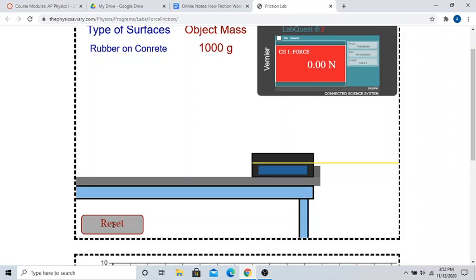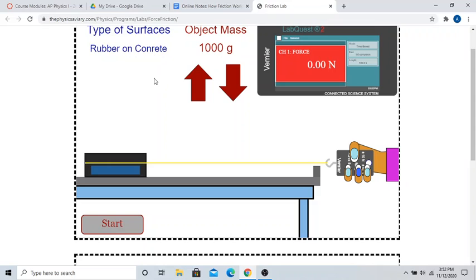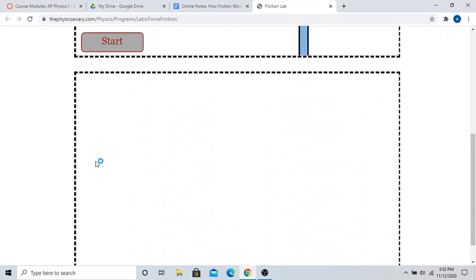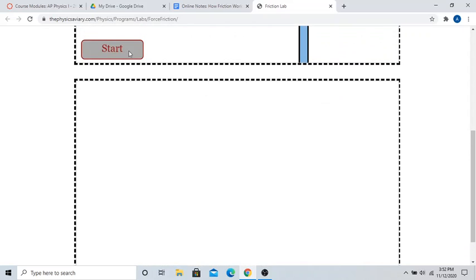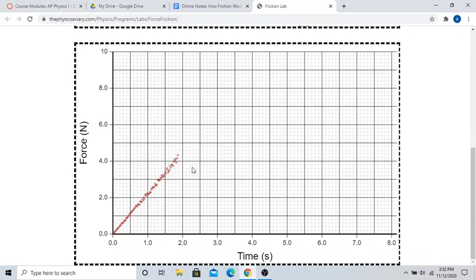Now I'm going to reset it, and this time we're actually going to watch it graph the force being applied by the person and the time going by. So this time, I'm going to hit start, and something interesting starts happening. The force is going up, it's going up, it's going up, and all of a sudden, boom, it goes down, and it looks like this.